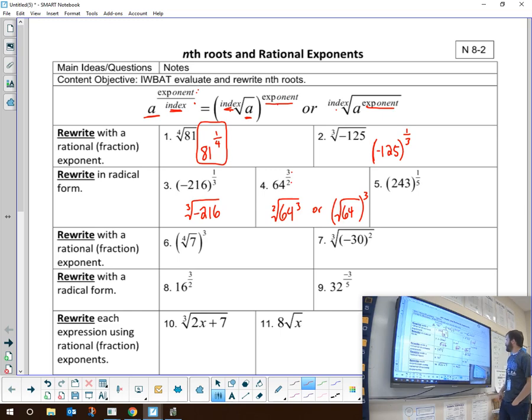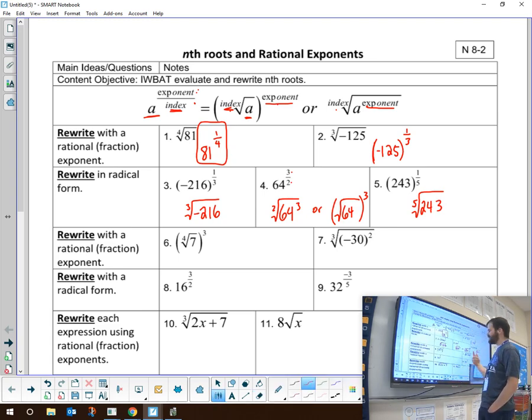Okay? All right, number 5, we have 243 raised to the power of 1/5. So I'm going to go the 5th root of 243. Technically, there's a little 1 right here, but we don't have to write that. It's just assumed. So if you ever have a fraction that's a 1 over something, you don't actually have to write the second part. All right, let's keep going.